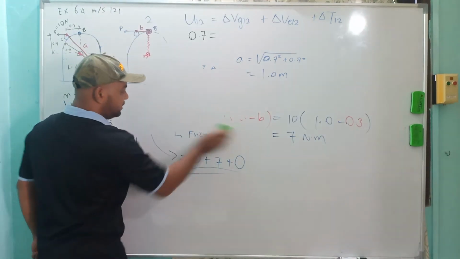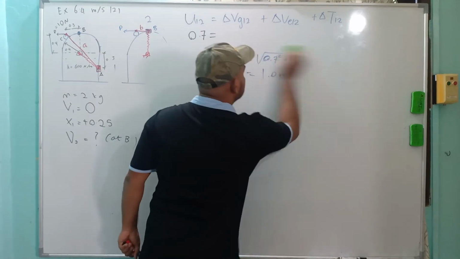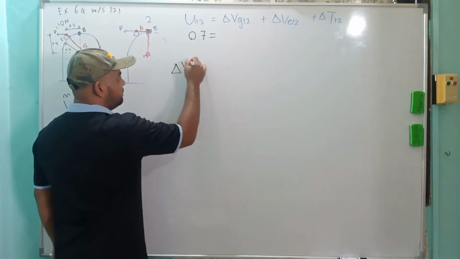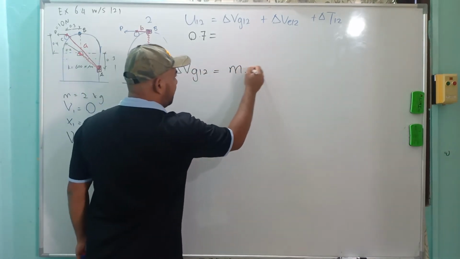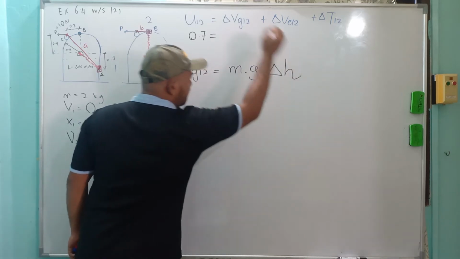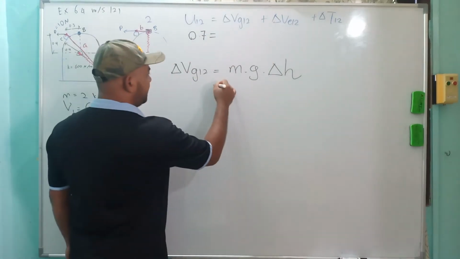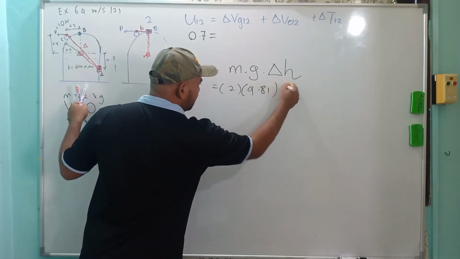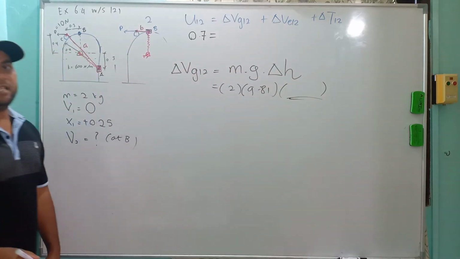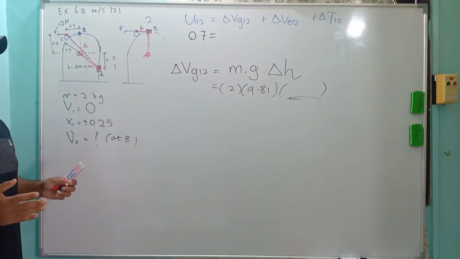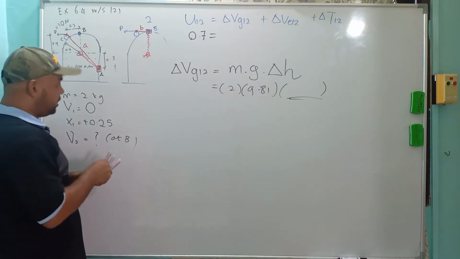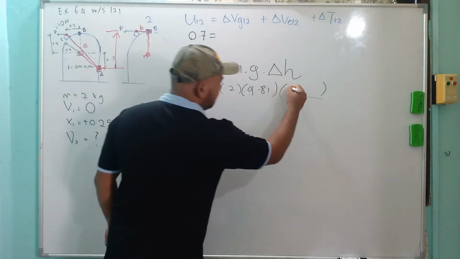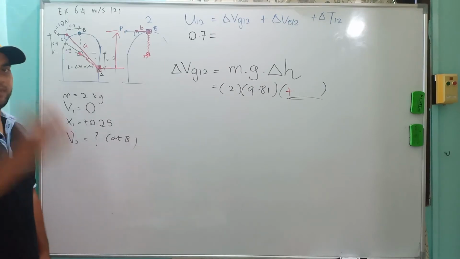This is one: delta Vg. Vg12 equals mg delta H. There's nothing complicated here. M is the given mass, 2 kilograms, g is 9.81. What you need to find is only the delta H, the change in the vertical movement, so the component moving from here to this point. It is going upward, so first thing, it is positive. Going upward is positive, downward is negative.